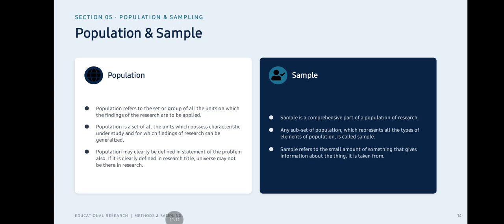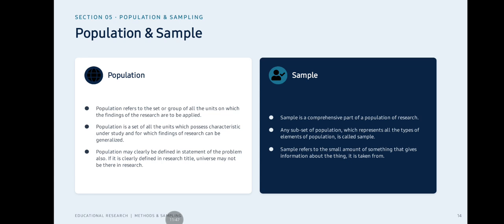Population and sample. What is population? The population refers to the set or group of all the units on which the findings of the research are to be applied. Population is a set of all the units which possess the characteristic under study and for which findings of research can be generalized. Population may clearly be defined in the statement of the problem also. If it is clearly defined in the research title, universe may not be there in research.